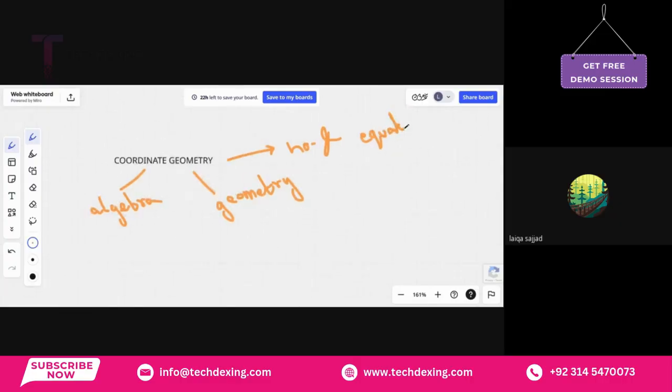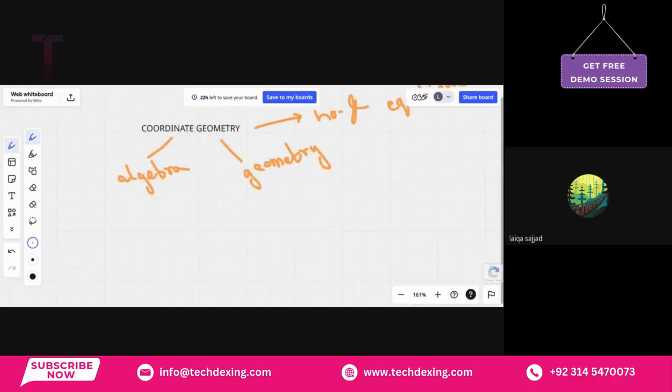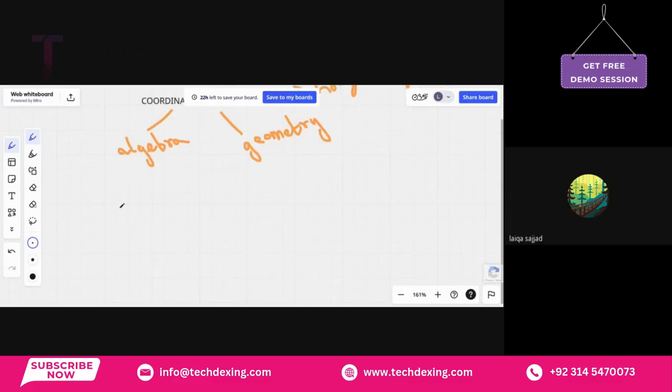So how does coordinate geometry work? It all depends on the coordinates. What do we mean by coordinates? Every point on a plane is represented by two numbers, which we call coordinates. So to show the position of every point on a plane or on a grid, we use two numbers which we call coordinates.